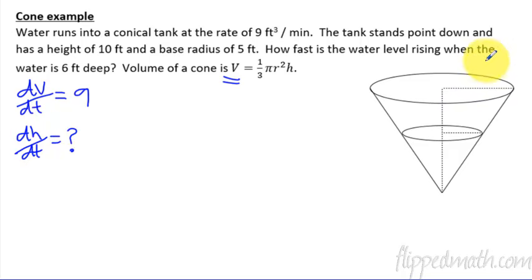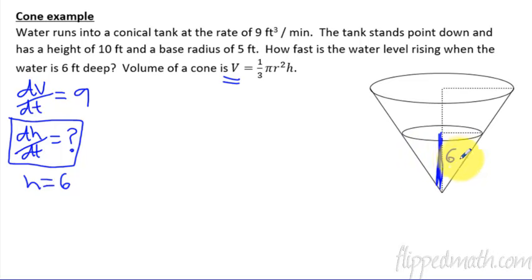At the exact moment, hold on, box this one. At the exact moment when the water is 6 feet deep, so when the height is 6, when this right here in blue is 6 feet, at that moment, how fast is the water level rising?